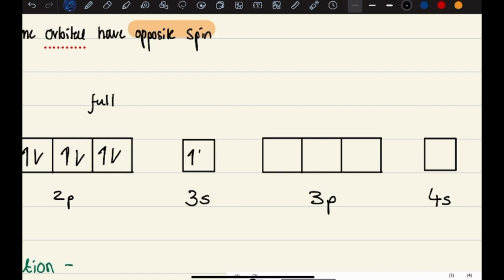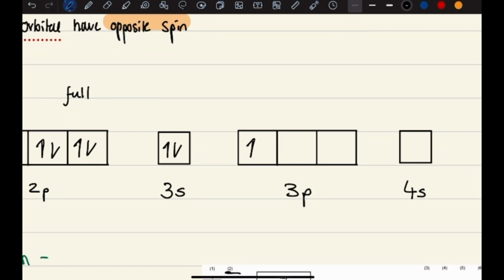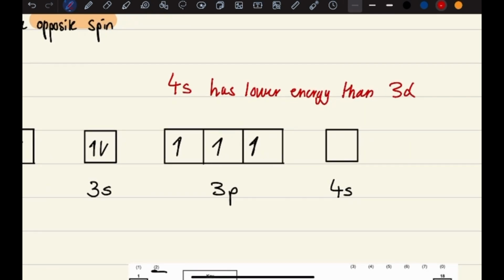Cool. s fills up normally. p fills up. Now, something that you need to be very, very aware of, this catches a lot of people out: 4s has lower energy than 3d. What does that mean? It means it's easier for an electron to enter into the 4s than it is to enter into 3d.